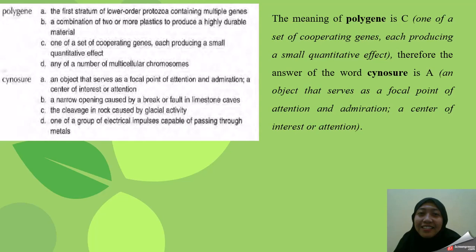Let's take a look at the answer. So the meaning of polygen is C, one of a set of cooperating genes, each producing a small quantitative effect. But the meaning of sinusoid is A, an object that serves as a focal point of attention and admiration, a center of interest and attention.